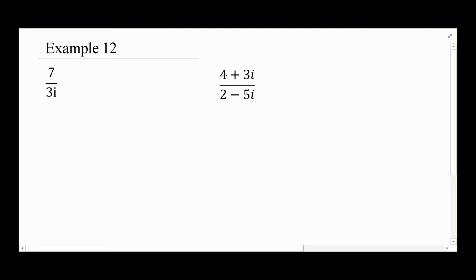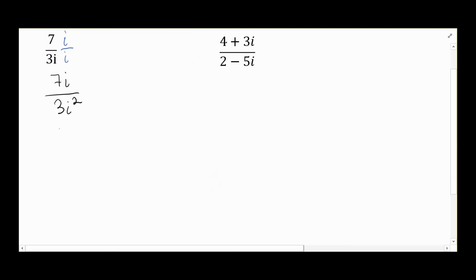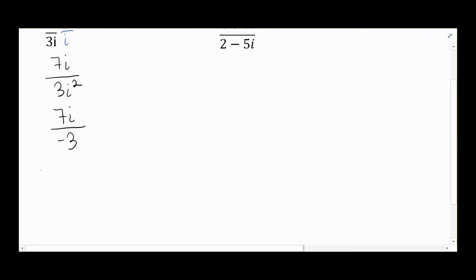The first example has only one term in the bottom. So all we need to do is multiply by i in the top and bottom. And again, this is 1, so it's perfectly legal. That gets us 7i in the top, 3i squared in the bottom. But i squared is just negative 1. And then instead of a negative in the bottom, we put the negative out front. Simple as that.